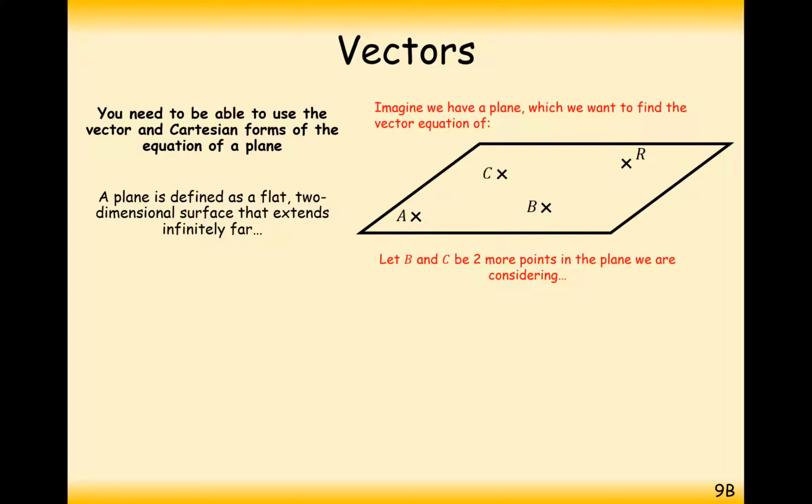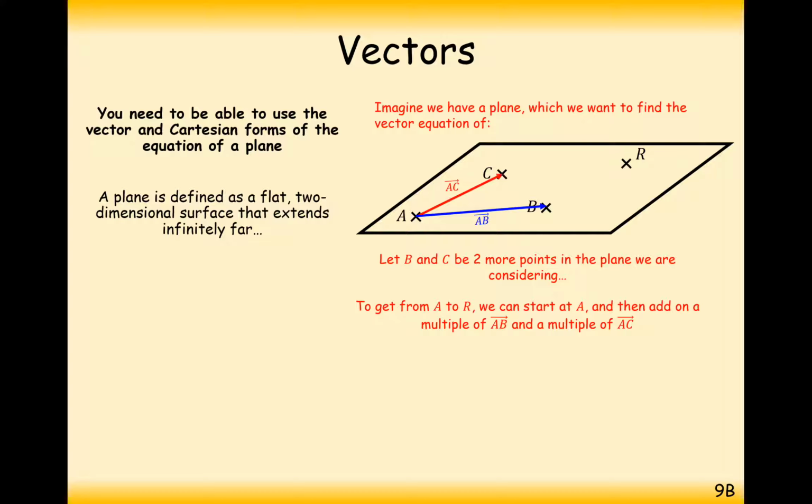So what we're going to have is 2 points now. We're going to need to know the direction vector of how to get from A to B and the direction vector of how to get from A to C. And if we've got a starting point and 2 directions that we can now travel in, then we can effectively make our way around this sheet of paper as we wish. We can make our way to R by going along A to B and then adding on a vector from A to C, and that will get us from A to R.